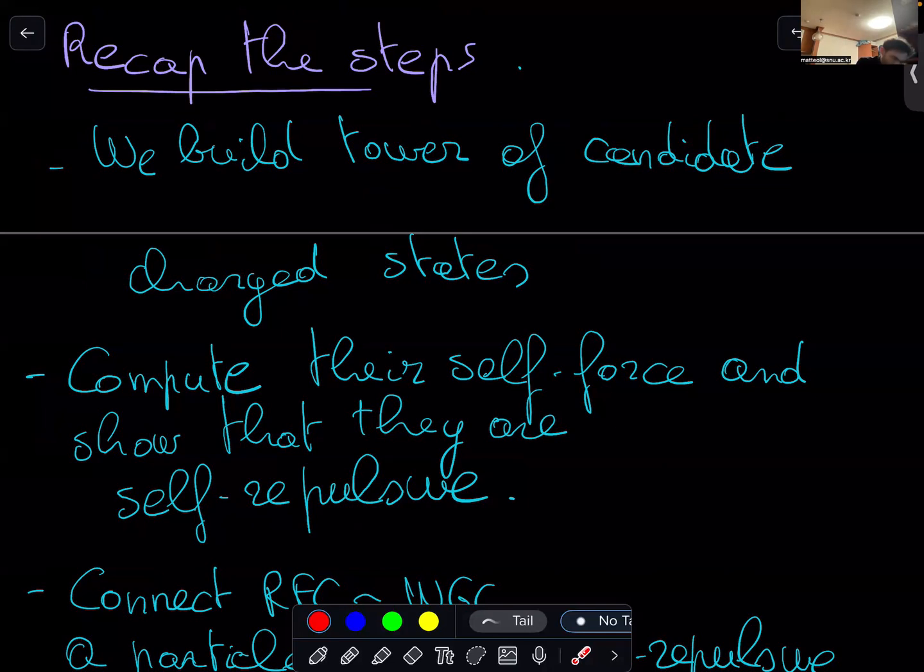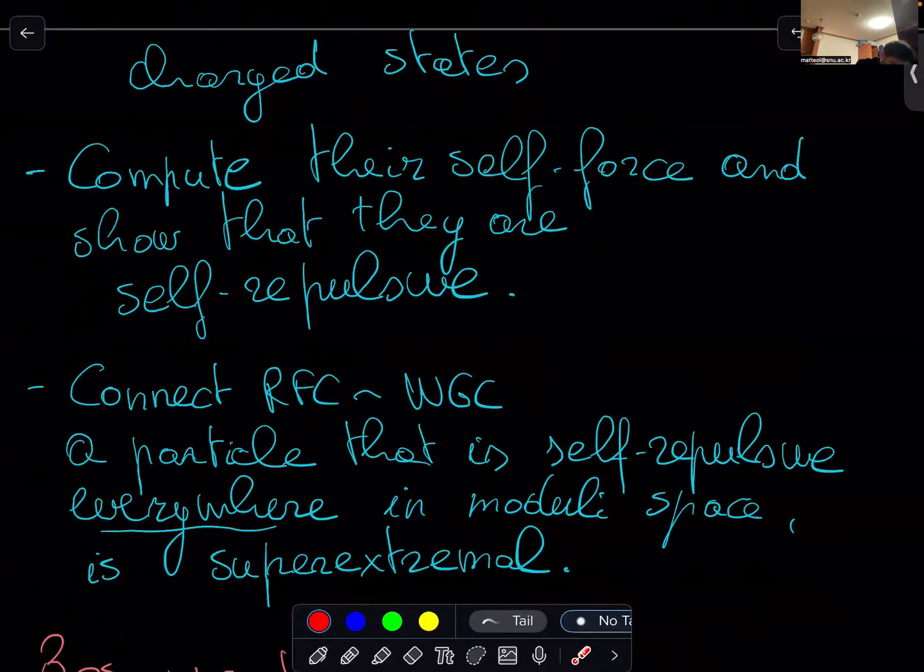So let me recap here. We construct a tower of charge states. Those will fill out a sublattice of our charge lattice. We compute the self-force between these charged particles, and this will be the bulk of our derivation, I guess what took the longest for sure.